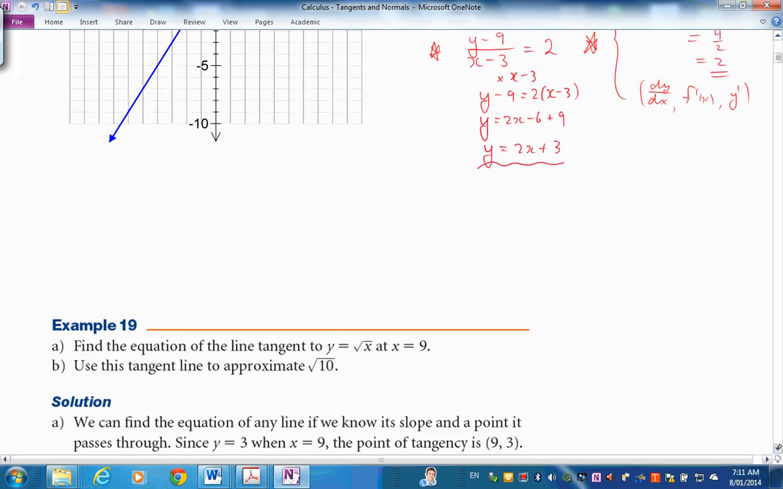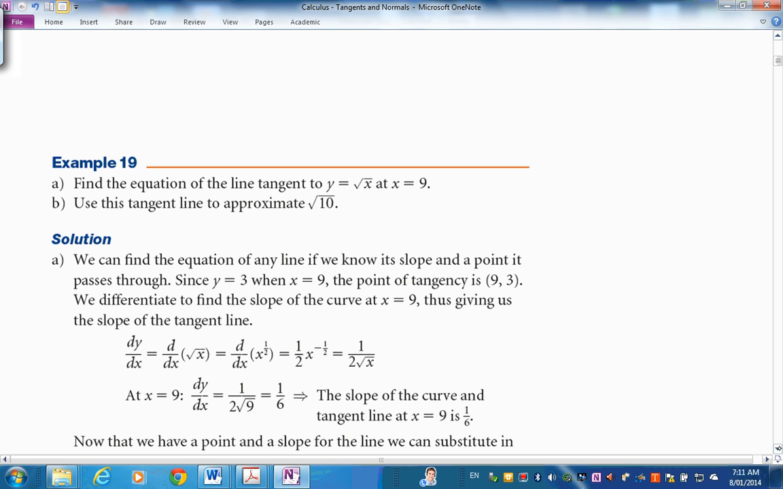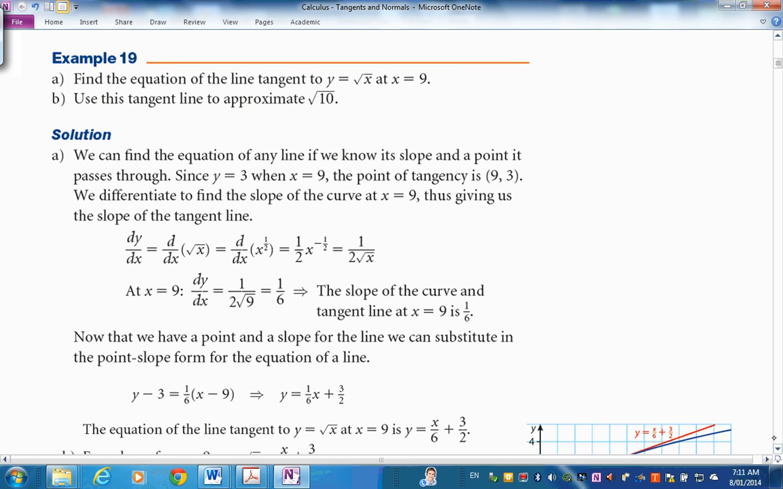So here's the first one from Pearson. Let's just bring it up here. Find the equation of the line tangent to y equals root x. That was on the first window of the presentation. Use this tangent line to approximate root 10. Oh, don't know what they're talking about with that. Let's find the equation of the tangent for a start. So here it is. I've just said what I've said up there.